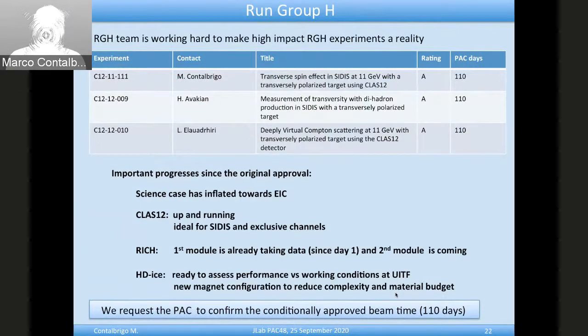So altogether, we are working hard to make the RGH experiments a reality. Since the proposal, important progress was made. The science case has been extended towards the EIC. CLAS12 is up and running and is ideal for studying such reactions in a large kinematical phase space. The first module of the RICH is working. The second is coming soon. And for the HDIce, we are ready to go with the tests after the improvements. And we have a new magnet configuration that magnifies the sensitivity for the physics. So what we request is to confirm the conditionally approved beam time and let us complete the job.